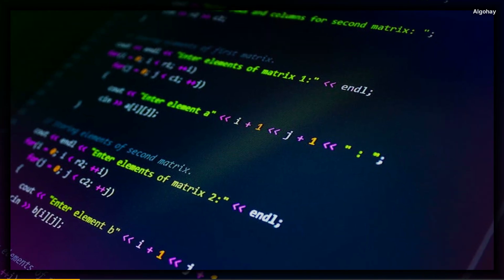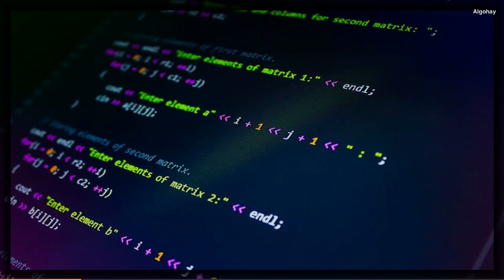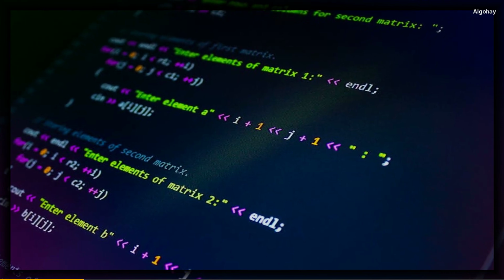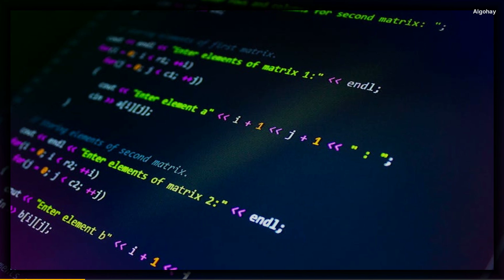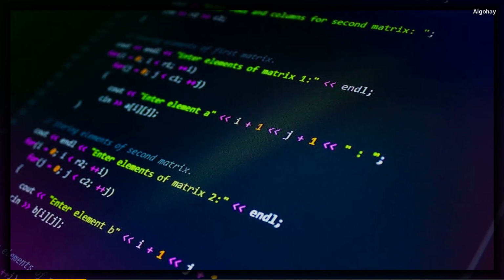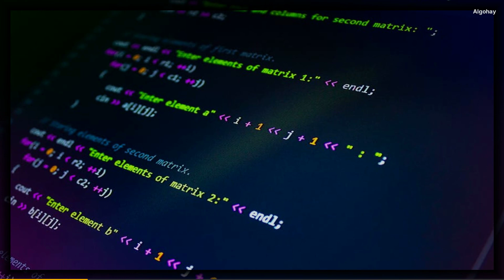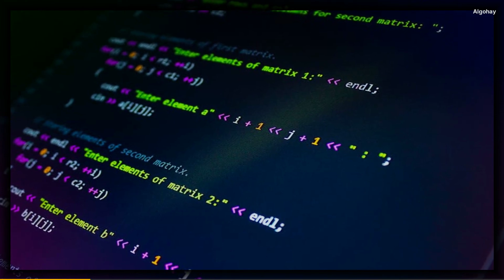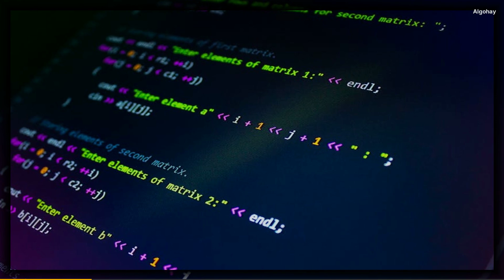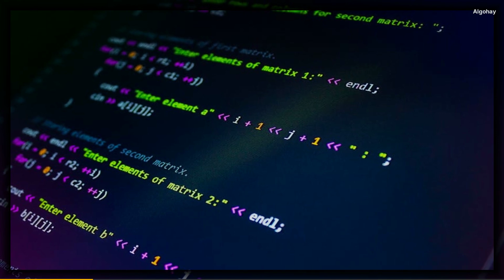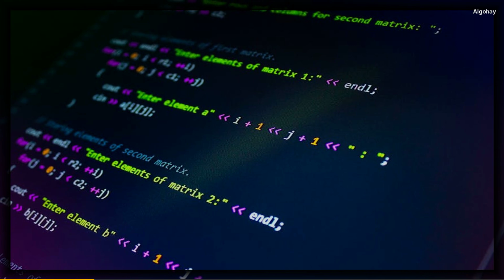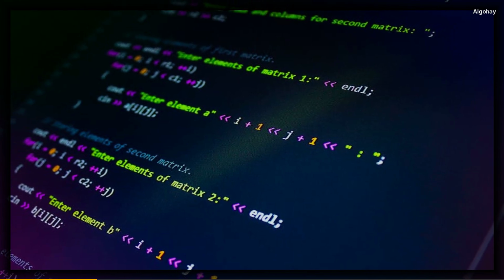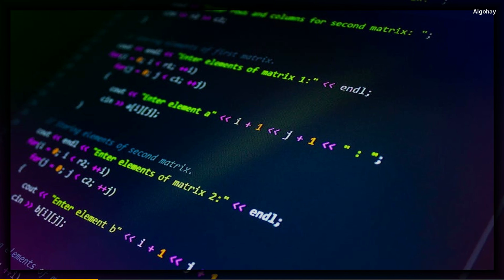Types of algorithms. There are various categories of algorithms based on their functionality and use cases. Here are some common types. Sorting algorithms. These algorithms arrange data in a particular order. Examples include bubble sort, merge sort, quick sort, insertion sort.